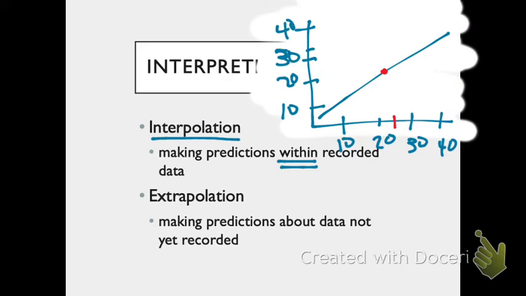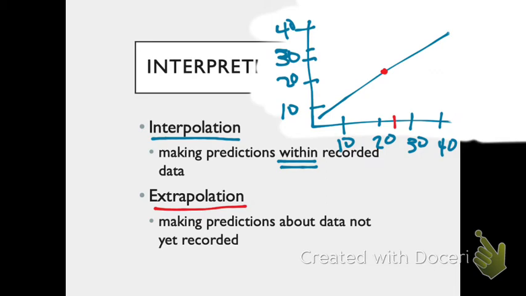Okay, extrapolation, on the other hand, is making predictions about data that's not yet recorded. So what extrapolation would look like in my example, right? Let's say we stopped recording data at day 40. I would say, well, what's your prediction for what happens at day 50? You would come say, okay, well, 50 is about here, and that means that 50 might be about here, right? That's outside of my realm of information that I collected. So extrapolation means I'm going outside of what I know, and interpolation means that I'm going to make a prediction within the data I've already collected.